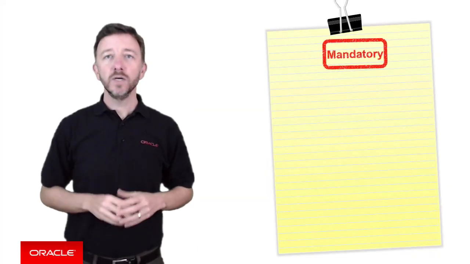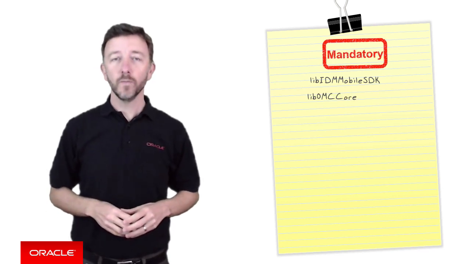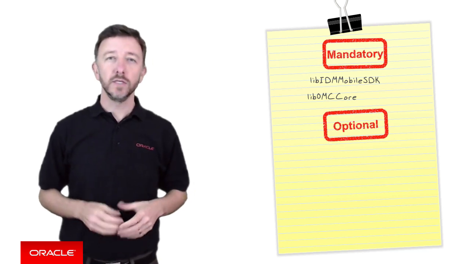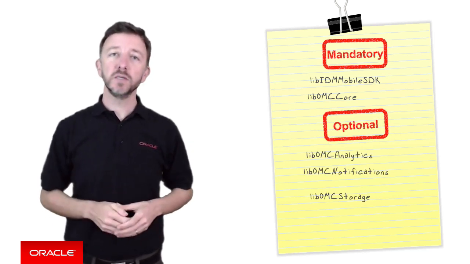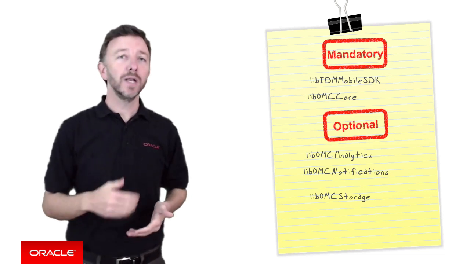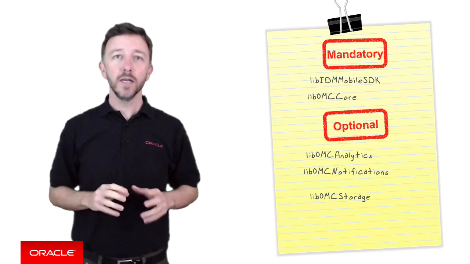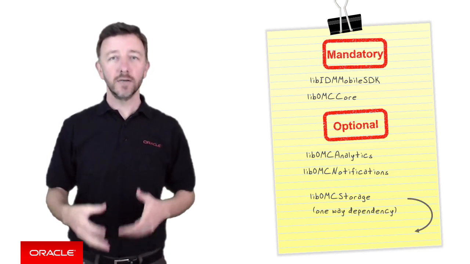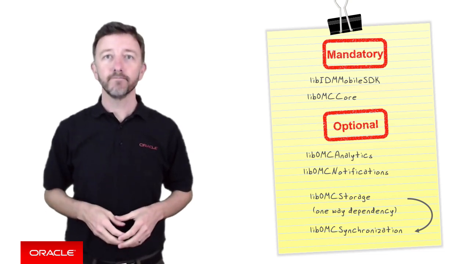The mandatory libraries are libidm mobile SDK and libomc core. Now, the other libraries are optional based on what platform APIs you're choosing. You can see the names reflect the platform APIs. And if you're not going to use one of those platform APIs, you can delete the relating library. However, take note that the storage API, libomc storage, has a one-way dependency on libomc synchronization. So you must include both if you use the storage API.